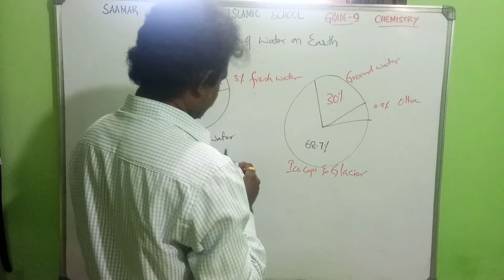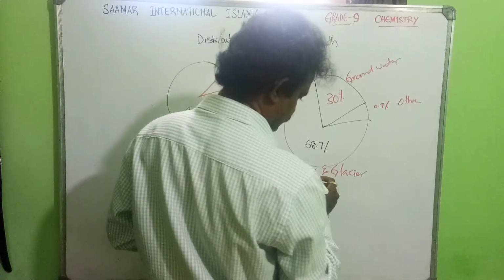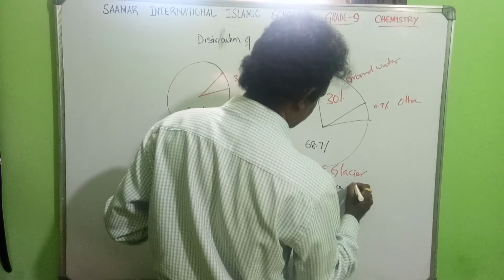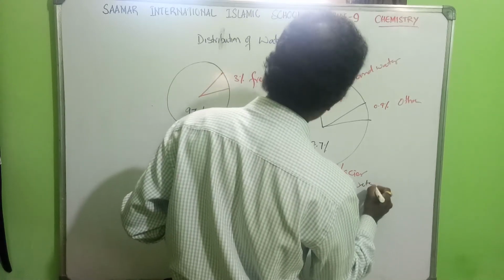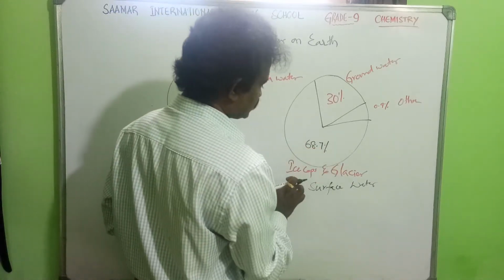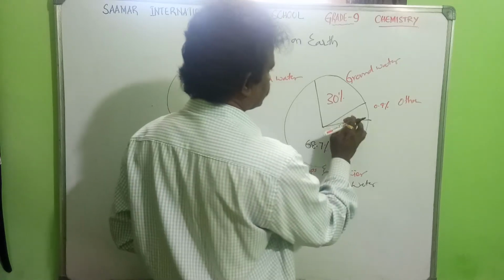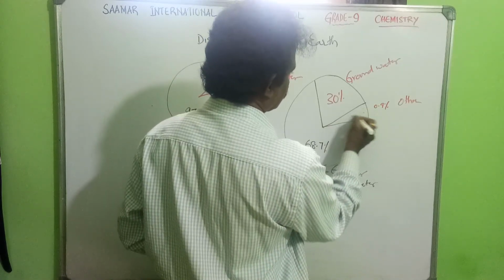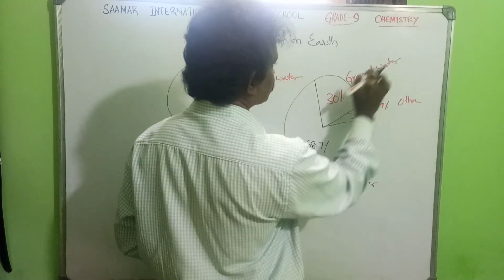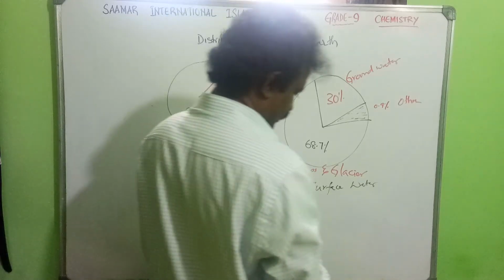That means I will take this as surface water. Is it clear now? When I take it as surface water, that 3% here, 68.7% is ice caps and glaciers, correct? And here others are only 0.9%, and 30% is groundwater. Is it clear?